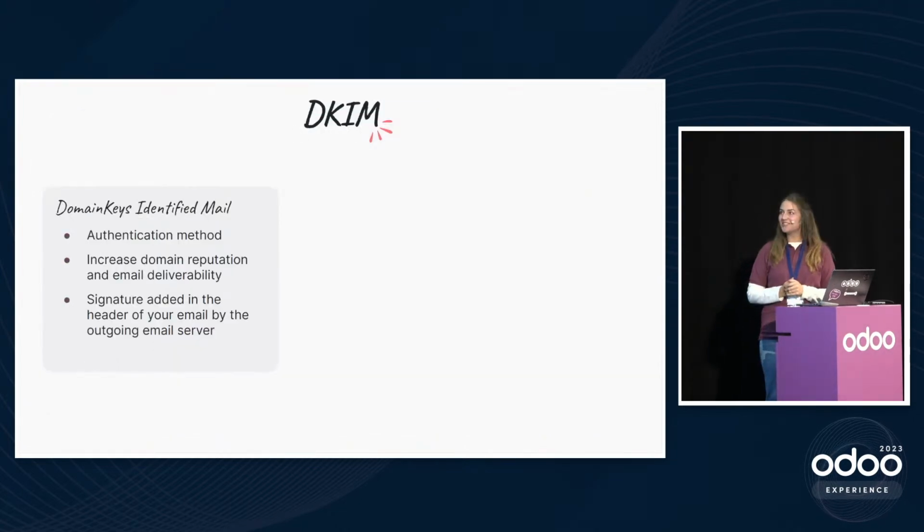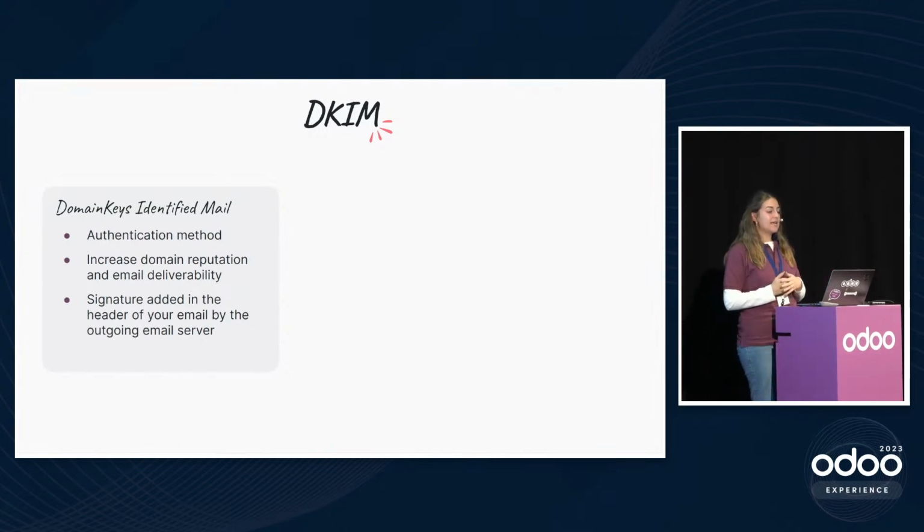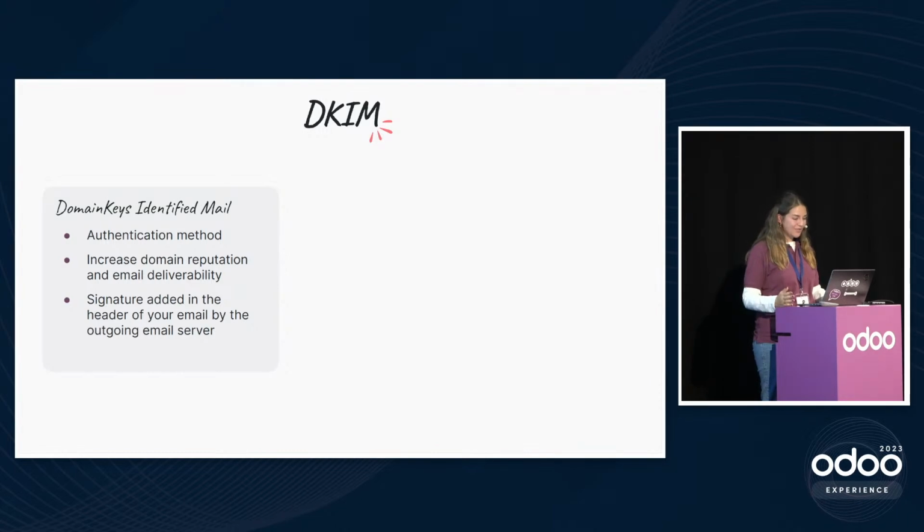So now the DKIM, the DomainKeys Identified Mail, it's an authentication method. How does it work? It will use some cryptography algorithms to verify that the email hasn't been changed or altered, that someone is not modifying your email between the sending and the receiving, and that it truly comes from you.